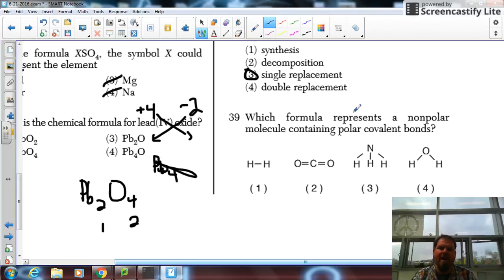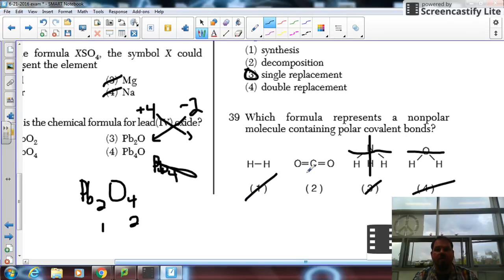Which molecule represents a nonpolar molecule containing polar covalent bonds? Okay, nonpolar molecule. Well, ammonia is not the same this way, so it's very polar. We know that water is also very polar because it's not the same top and bottom. So polar, that's out. So these are my 2 nonpolar molecules. But now I need polar covalent bonds. And that means my electronegativity difference has got to be greater than 0.4, but less than 1.7. So when I look up the electronegativity of hydrogen, it was 2.2 minus 2.2, that's a 0. So here is where I have a polar covalent bond between the O and the C.